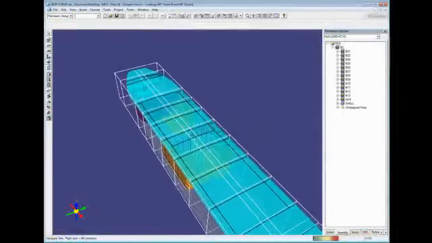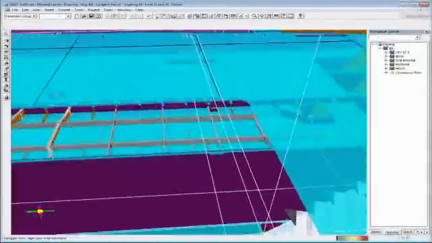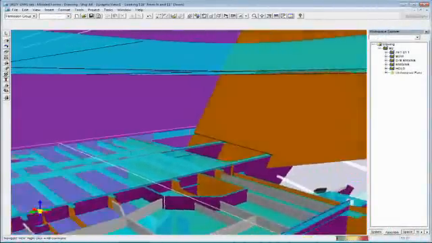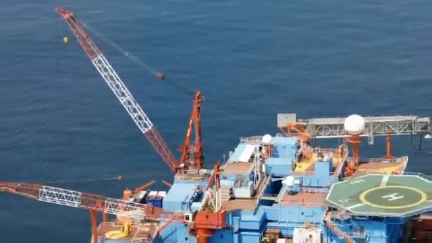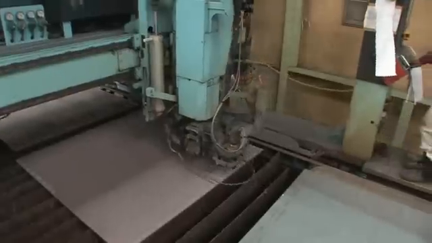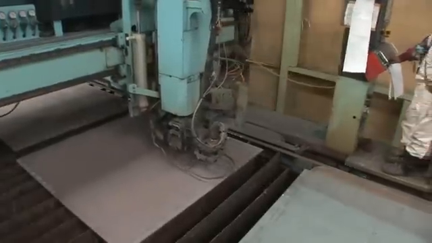SmartMarine 3D is endorsed and used by leading offshore and marine companies globally, including the world's most productive shipyard, the top offshore owner-operator, the top fabrication yard, and the top classification society.